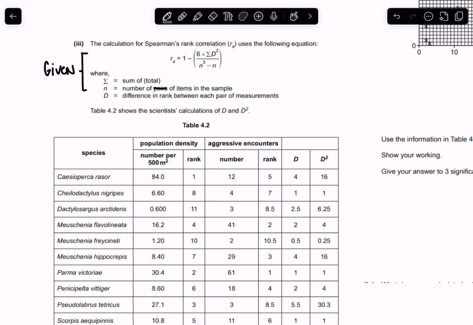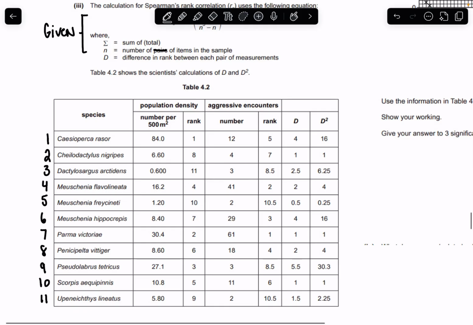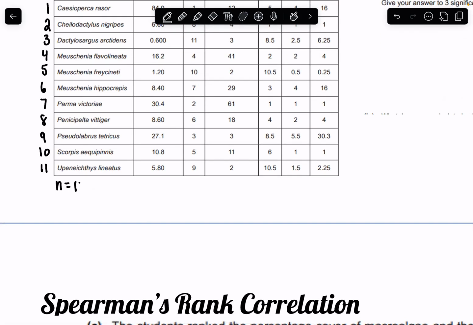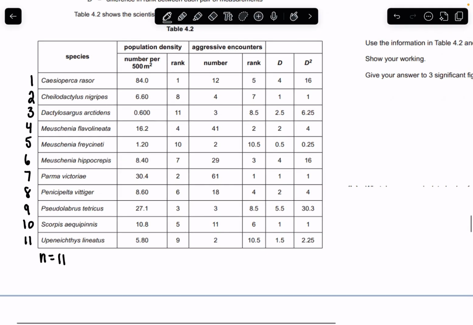If you know the number of items in the sample, looking at the number of items, that's how many organisms you studied in the experiment. So basically, that's going to be something that you're using to compare different organisms to each other. So that's your data that you're collecting. So your lowercase n will be 11. So all we did was count how many different species we looked at.